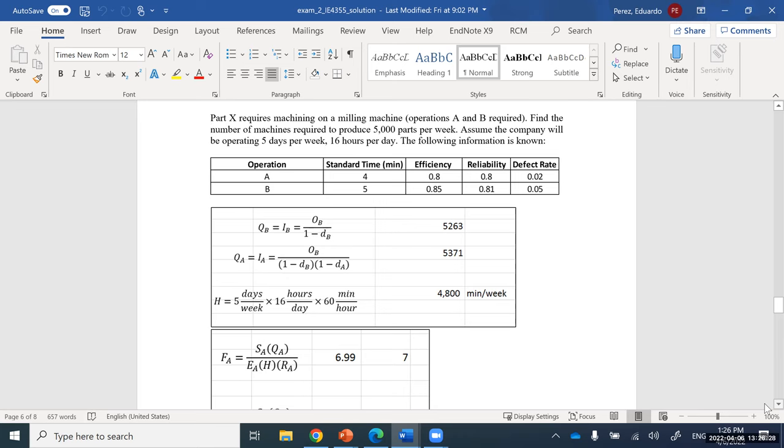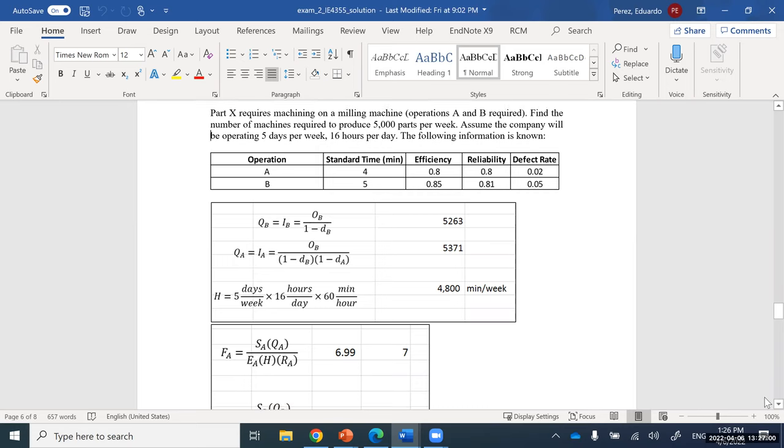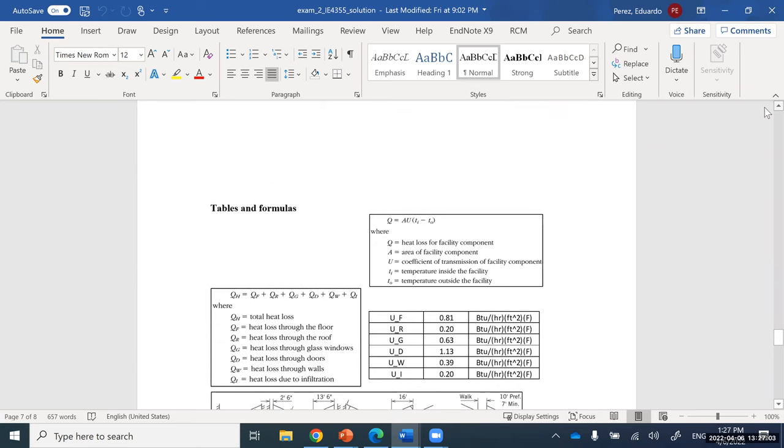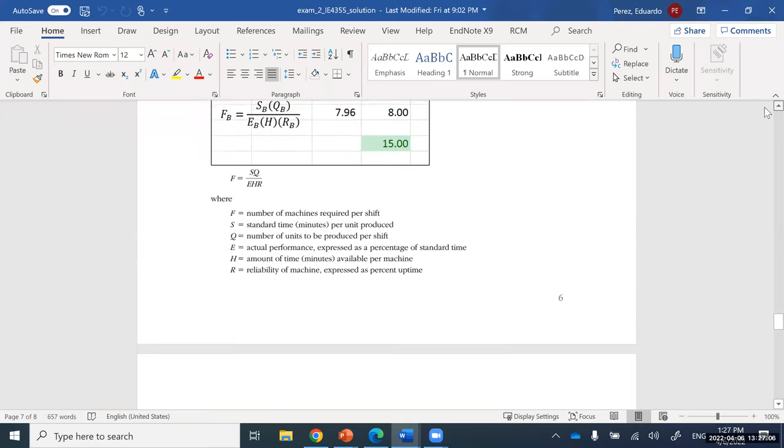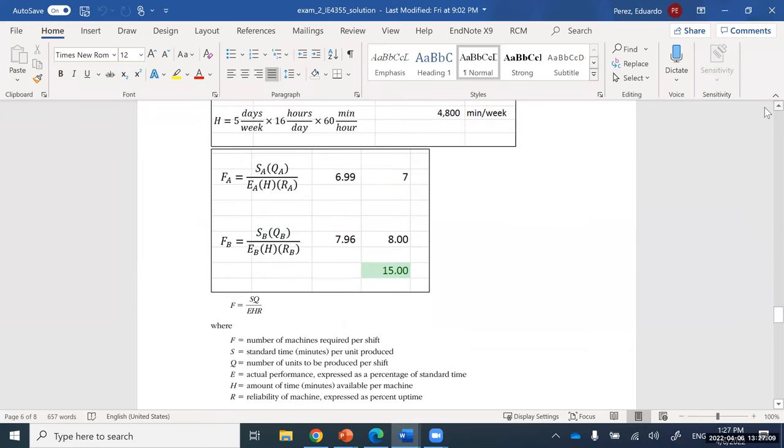You have the QV, QA. QV is equal to the input of B, taking into account the defective rate, so 5,263 units. And then QA, considering the defective rates of both machines A and B, 5,371. Using those numbers, and also using the right units for the time, you were able to compute the total number of machines. The total was 15: seven of type A and eight of type B.